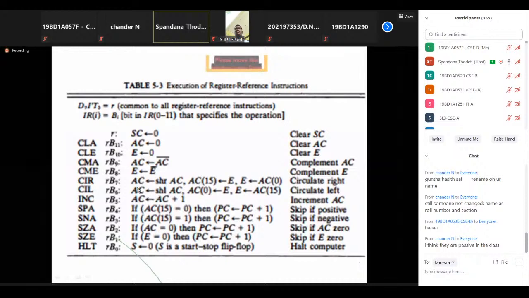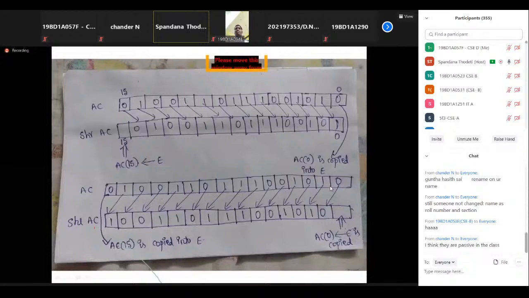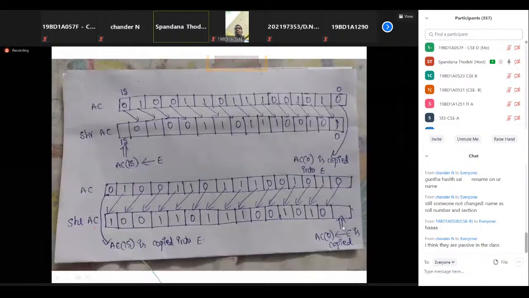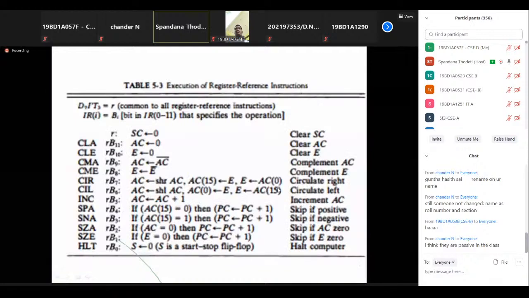Apply a shift to the left on AC. Just see the example. This is my AC. When you perform a left shift operation, the bits will be moved like this. If it is a normal logical shift, what happens? You will simply discard this MSB bit and a serial input of 0 is transferred to the LSB position. But here, you are applying a circular shift left on AC and E. So this bit is not discarded. The 15th bit is copied into E, and whatever is there in E, you place it into the 0th bit of the accumulator. That is what we have written here. So whatever is in E, place it into the 0th bit. E is copied into the 0th bit. And whatever is in the 15th bit of AC, copy that value into E.